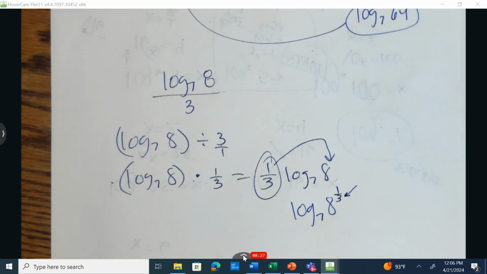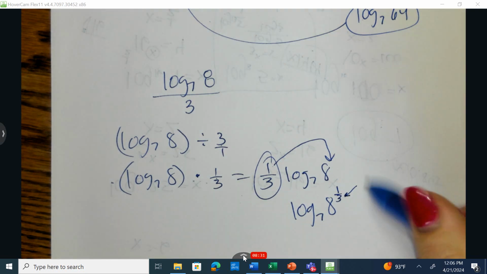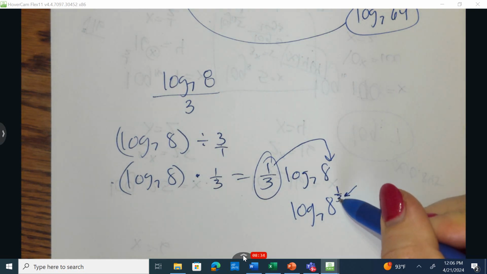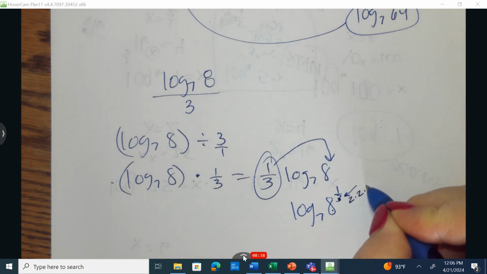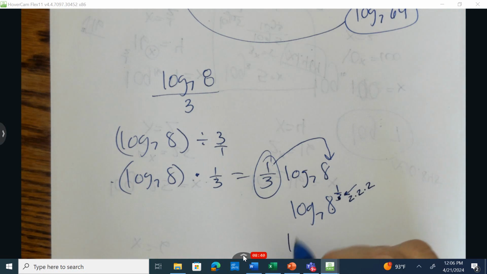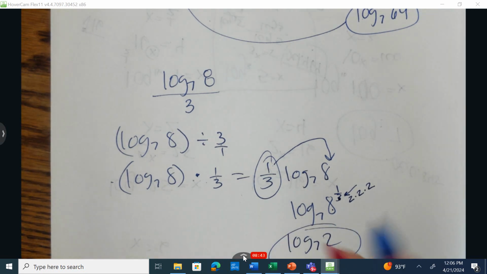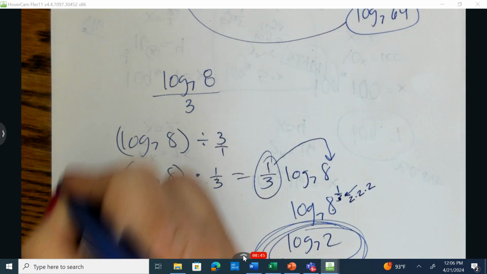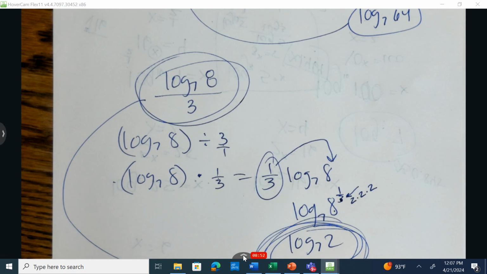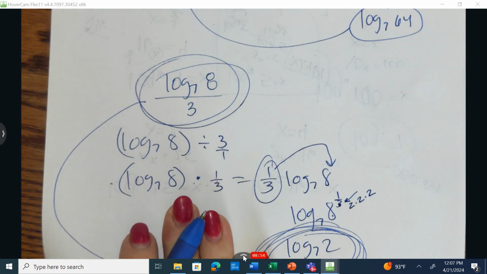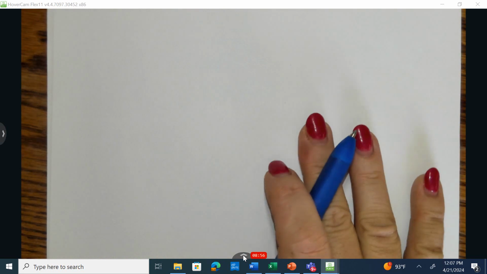What does this mean? We always evaluate using the denominator of the exponent. So what times itself 3 times gives us 8? 2 times 2 times 2. So this is log base 7 of 2. This is equivalent to this. If I plug these into my calculator, I'd have the exact same value. All right, I think it's time to get started. So let's look right now at problem number 26.